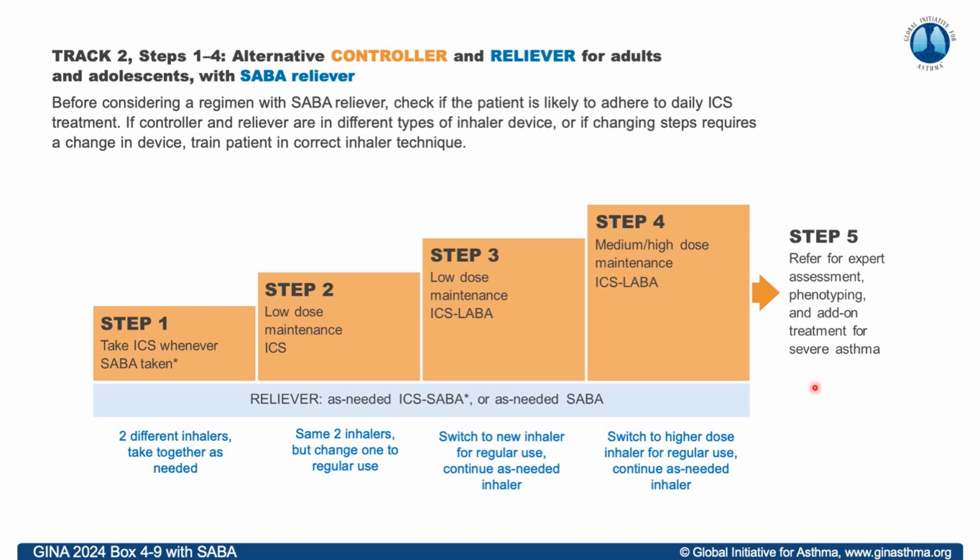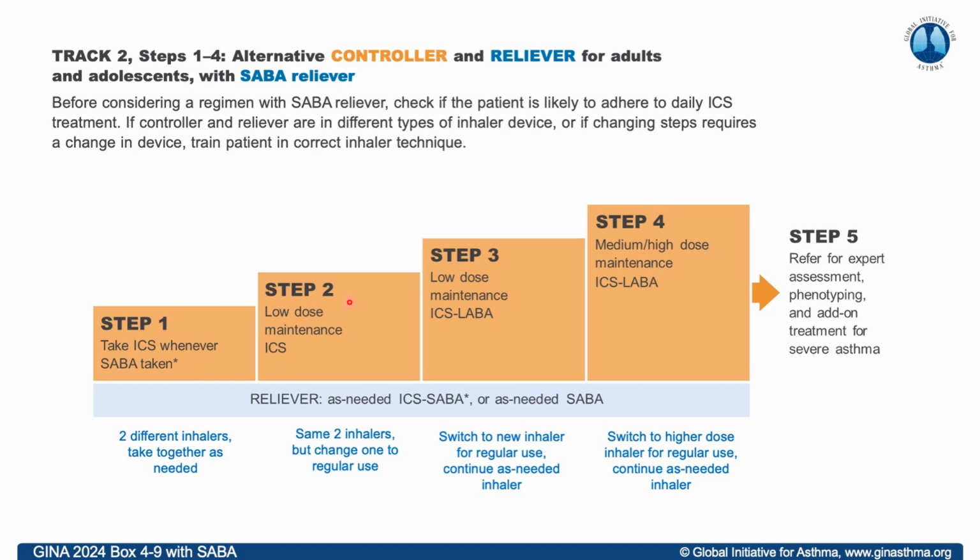And then step 5, as you have all said, you add on a LAMA, and you also assess for the phenotypes. Then this is the maintenance, and this is the reliever. The reliever in track 2, you can use either the preferred ICS-SABA or as-needed SABA. So here you are using 2 inhalers because you have the maintenance one, and you have the ICS-SABA.